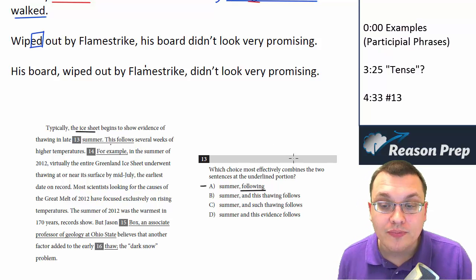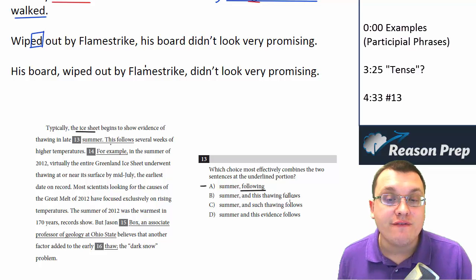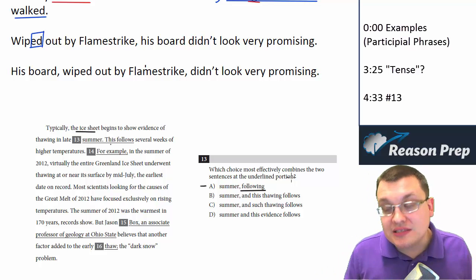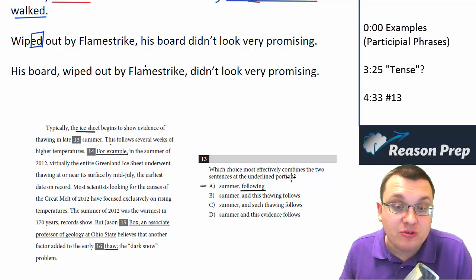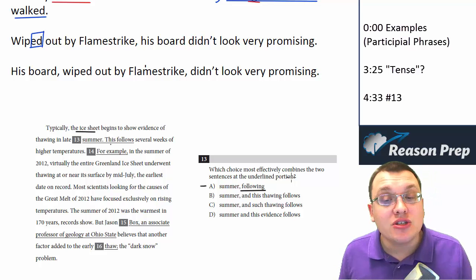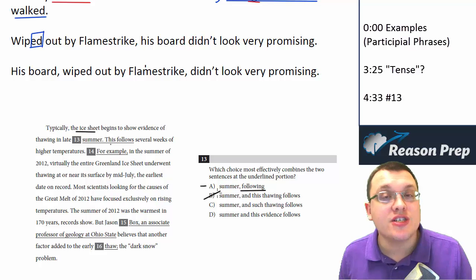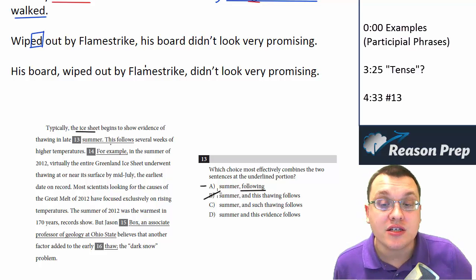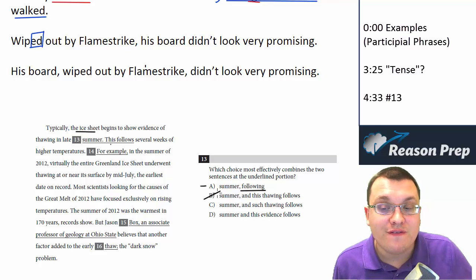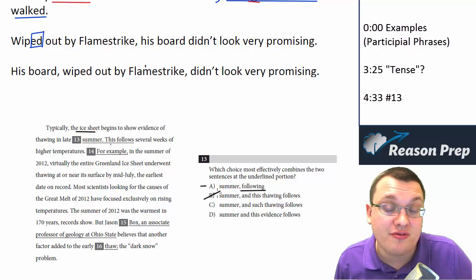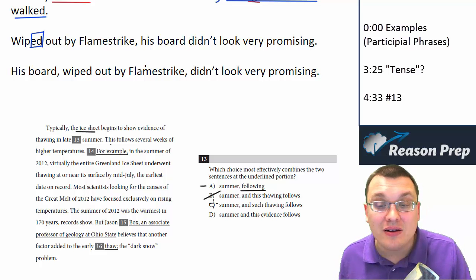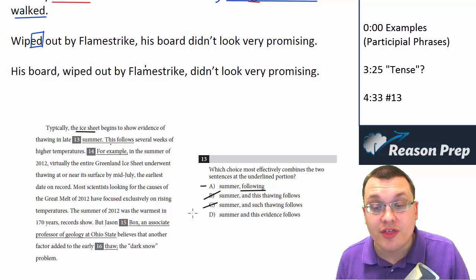So let's keep going. B, and this thawing follows several weeks of higher temperatures. I mean, not terrible. I guess it's letting us know what specifically is following the high temperatures, and it's the thawing. So grammatically, it's okay. But again, in terms of concision, in terms of the one that's shorter and most direct, we like choice A. How about C? And such thawing follows. Okay, we've swapped out this for such from B to C. Maybe it's okay, but again, A is just much more concise. We'll go with that one over the others.